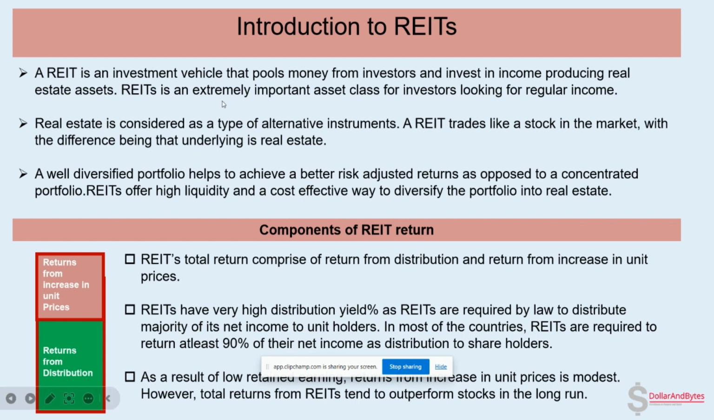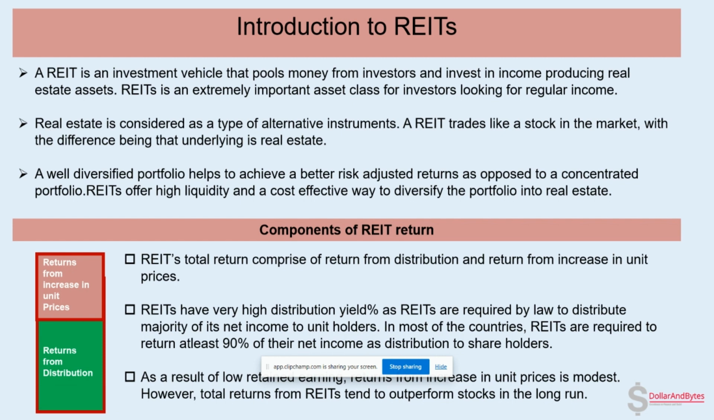And REITs are a very important asset class for investors who are looking for income. This is because REITs tend to have a very high distribution yield. Even for a blue chip, a 5 to 6% distribution yield is not very uncommon. So that is why, for any income portfolio, REITs form a very important asset class to be included in the portfolio.